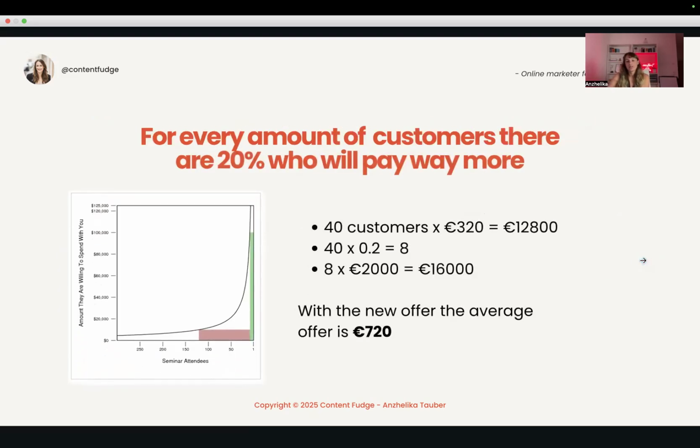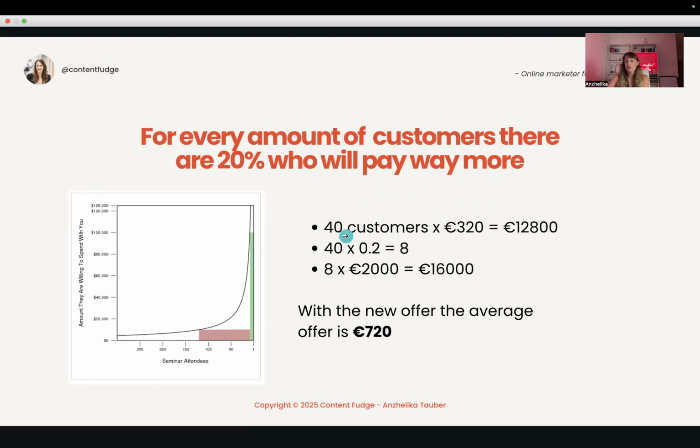So let's have a look how this actually would look like in practice. Like I said, for every amount of customers, there will be 20% who will pay way more. And according to the power curve, they will actually pay at least 4 times more. So let's say you have 40 customers who have paid you on average 320 euros. So with those 40 customers, you have made 12,800 revenue.